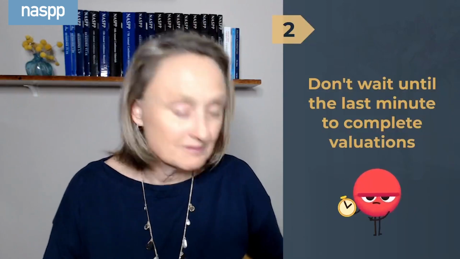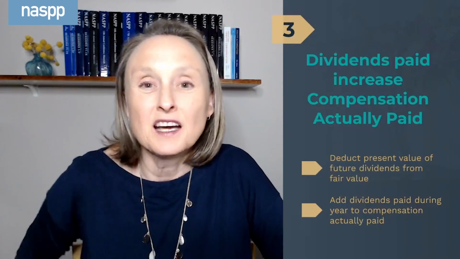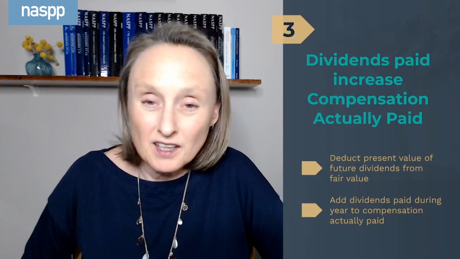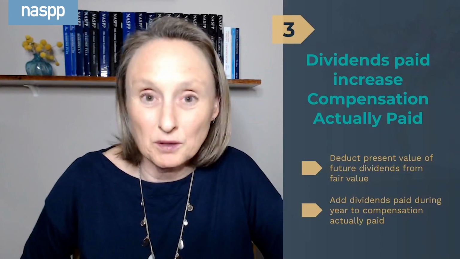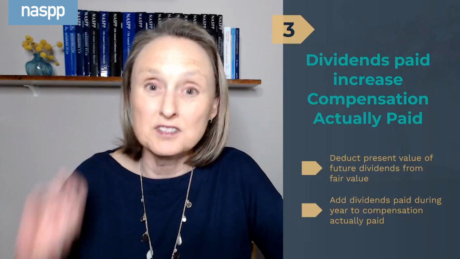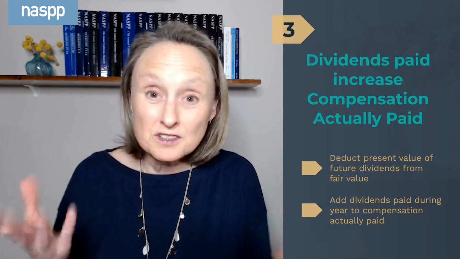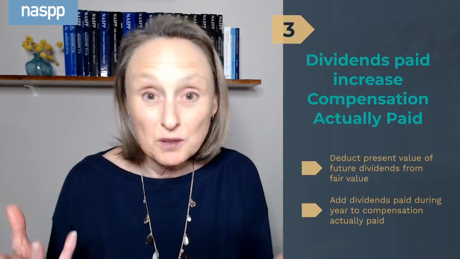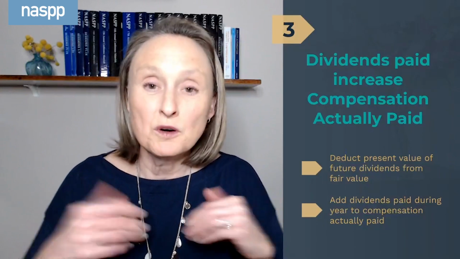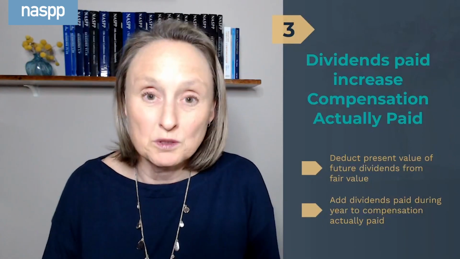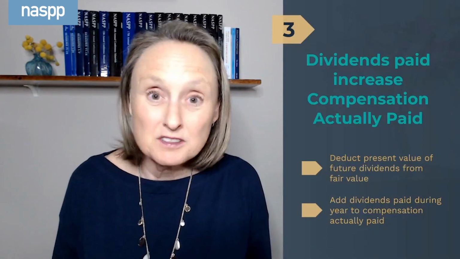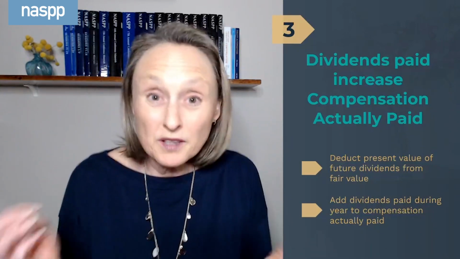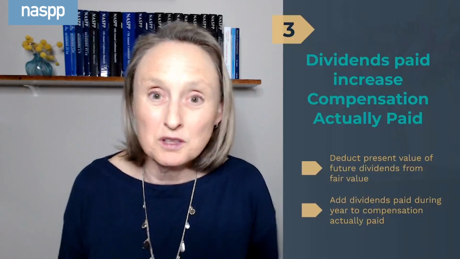The third thing to know is that dividends paid on equity awards will increase the compensation actually paid reported in the table. This has 2 implications for equity awards. The first is that when you are calculating all those fair values, you have to remember to reduce the fair values for the future dividends that will be paid on the awards. Otherwise, you end up counting the dividends twice in compensation actually paid. And that's not normally how we do a fair value calculation for equity awards.